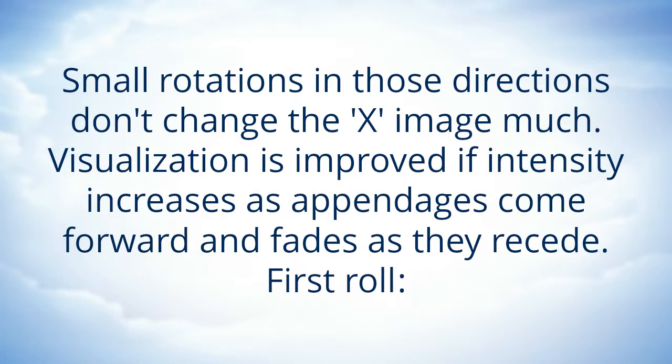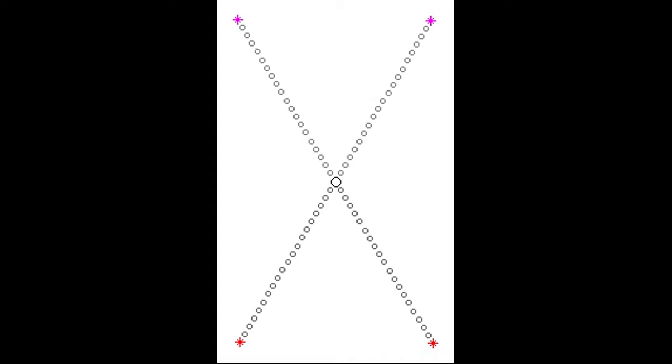Visualization is improved if intensity is increased as appendages come forward and fades as they recede. First, roll. And then yaw.